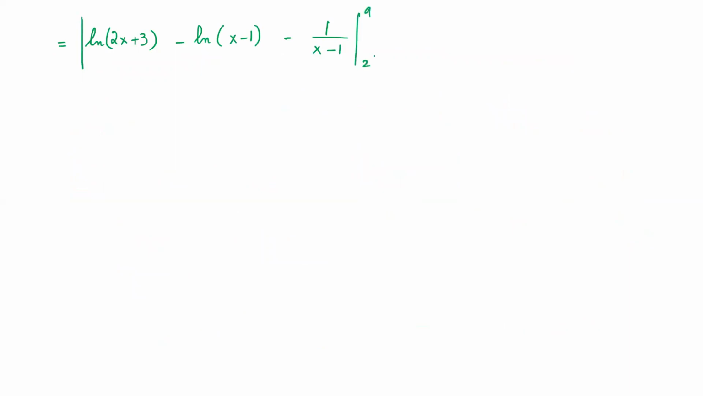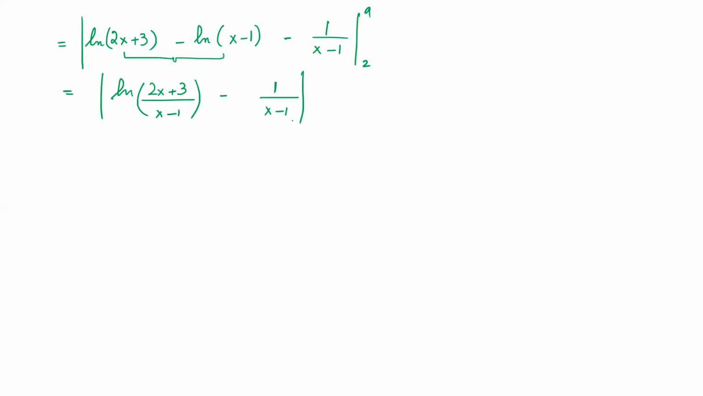Now let's put in the limits. First we put a and then we'll put 2. Let's also try to simplify the log terms. You take them together; since these are subtracted, they will be dividing. So they will come as ln of (2x plus 3) over (x minus 1), and the last term comes as it is.